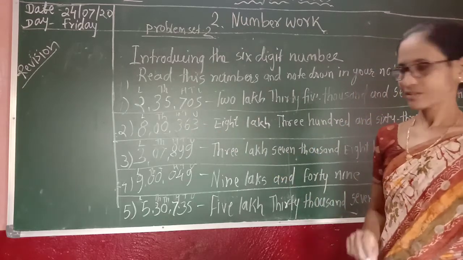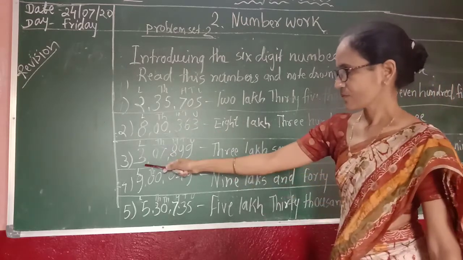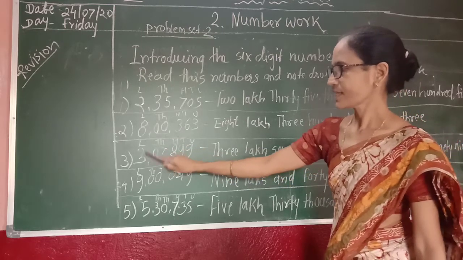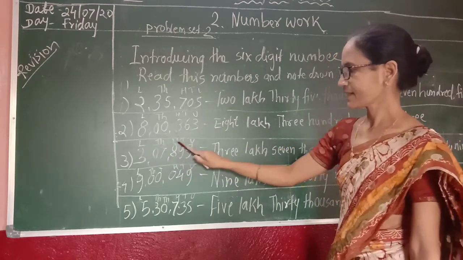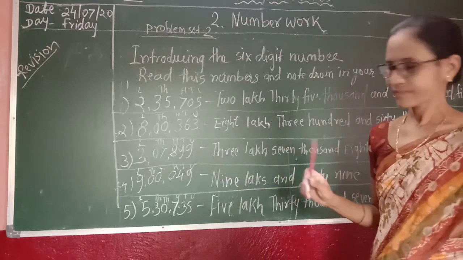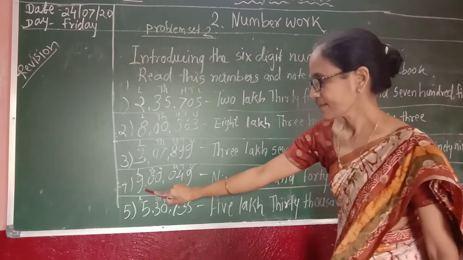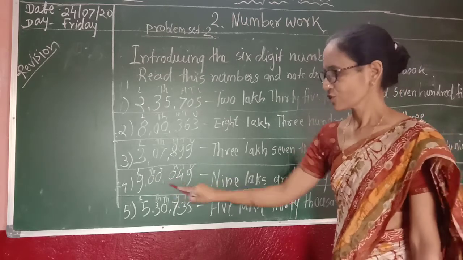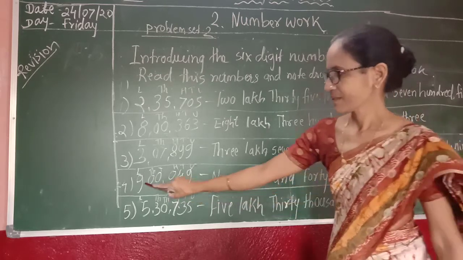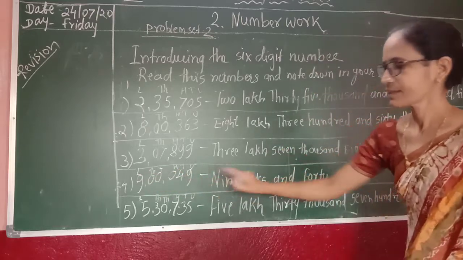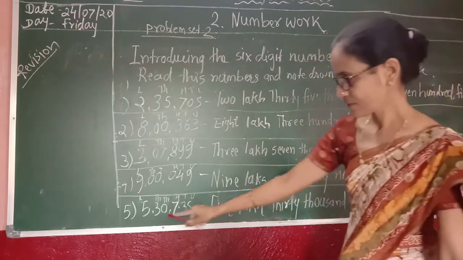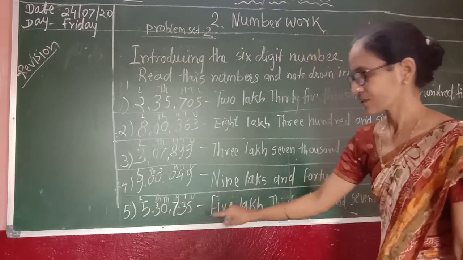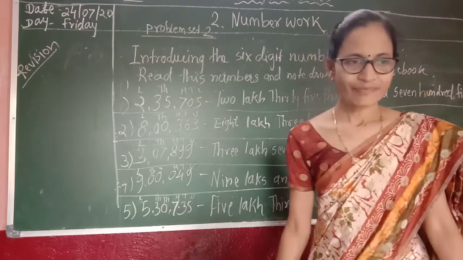8,00,363. Okay, this number is 3,07,899. Here the fourth one is 9 lakh. The 1000, 10,000 and 100 places are 0. So how do you write this number? 9 lakh and 29. And last one is 5,30,735. Clear this much? Okay.